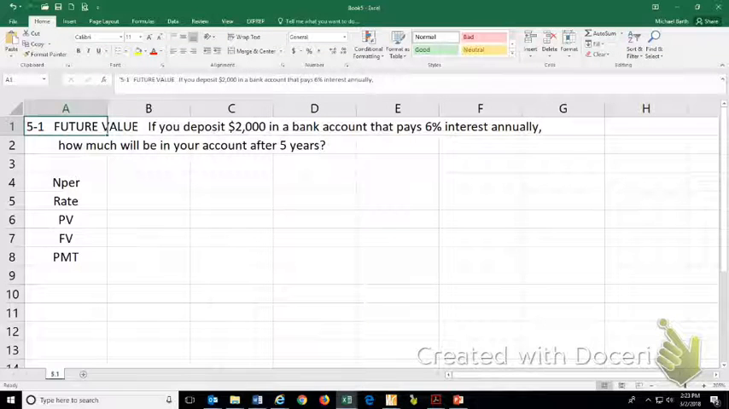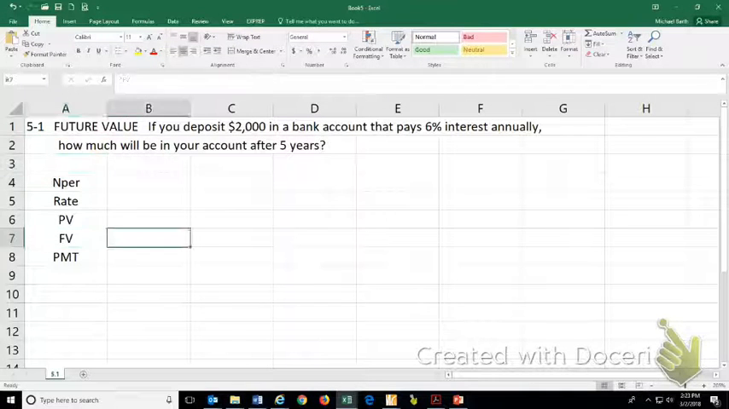And we know we're solving for future value because this is how much will be in your account after 5 years. So it's how much will be in the account in the future. But also, the questions are labeled with what they're trying to solve for. So we're solving for future value here.